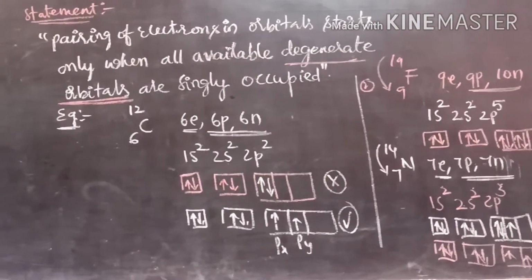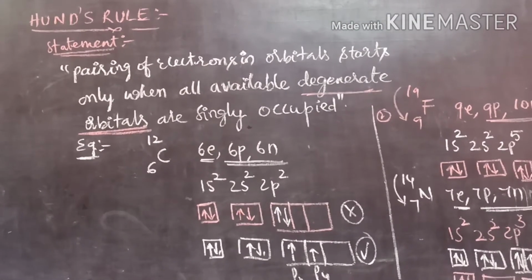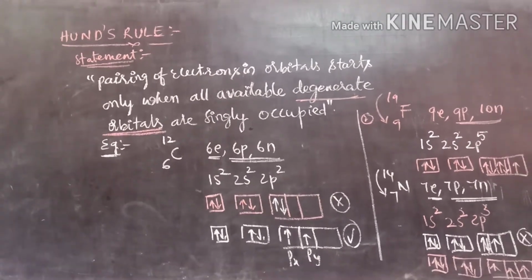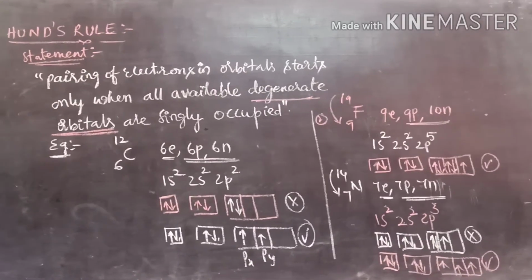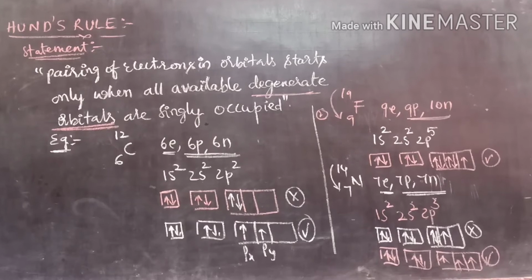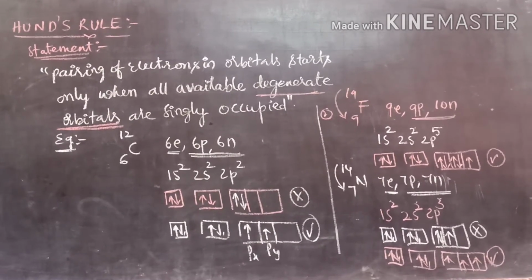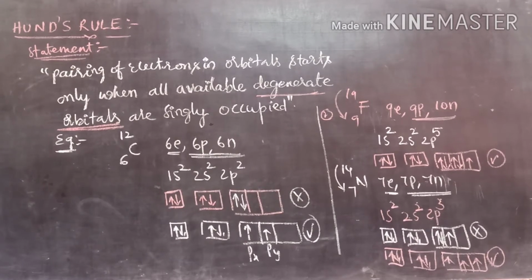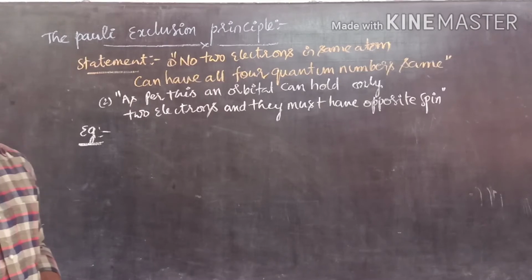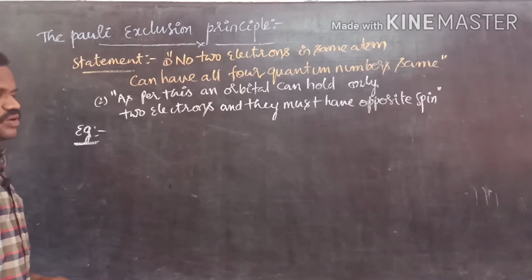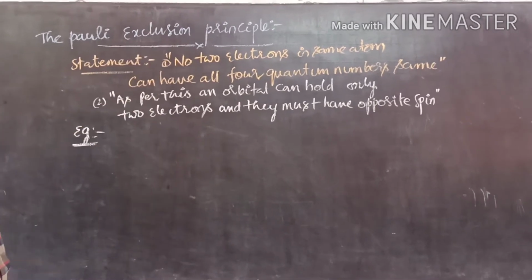See the statement now. Pairing of electrons in the orbitals starts only when all the available degenerate orbitals are singly occupied. Here pairing starts only after single occupancy. Let us discuss Pauli's exclusion principle. Let us discuss Pauli's exclusion principle with examples. Then we will come to the statement.